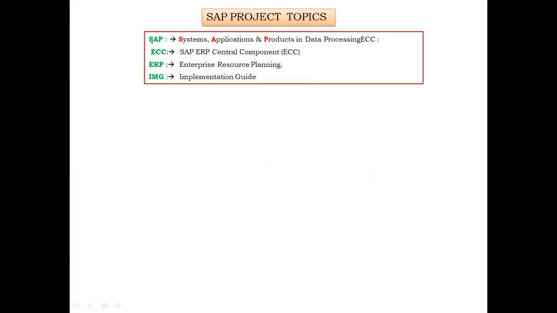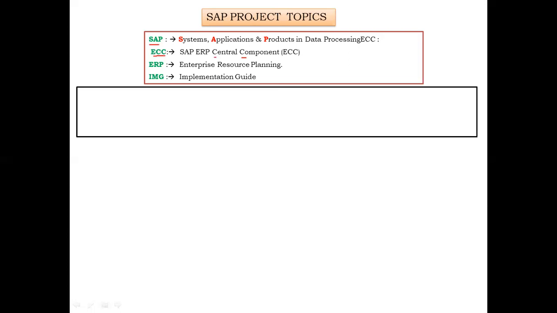SAP stands for System Application and Product in Data Processing. ECC, then what do you mean by ECC? SAP ERP Central Component. Then what do you mean by ERP? Enterprise Resource Planning. Then IMG means Implementation Guide.